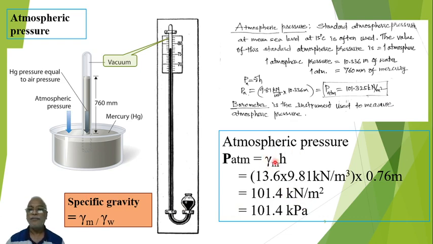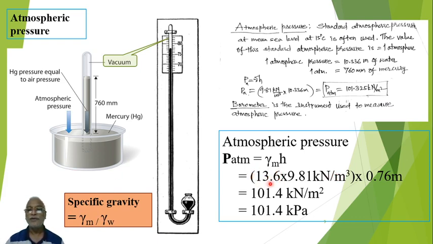Here gamma m, how to calculate this gamma m? By the definition of specific gravity. Specific gravity is a ratio of specific weight of a material, in this case specific weight of mercury, divided by specific weight of water. If you rearrange the terms, gamma m becomes specific gravity of mercury multiplied by gamma w. That's what is done over here.